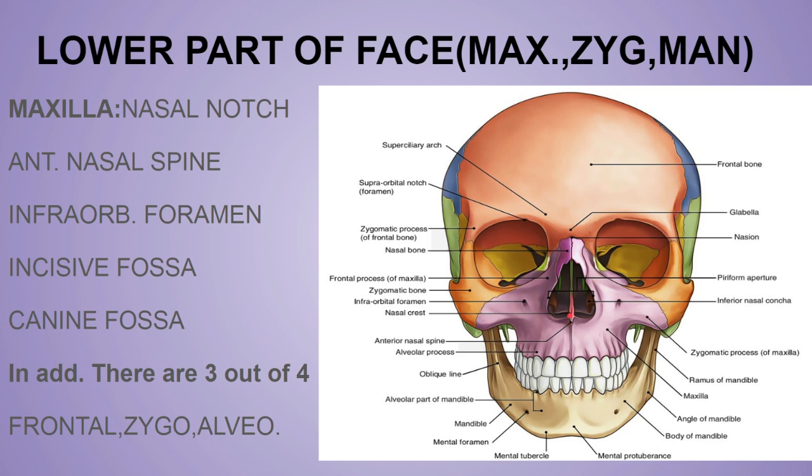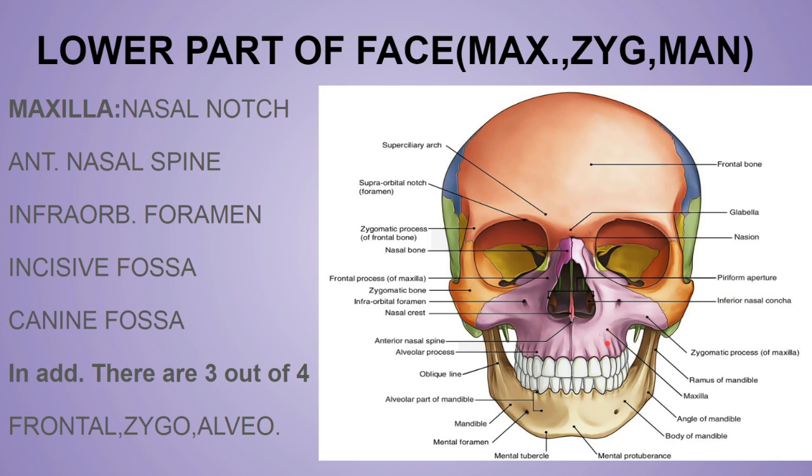It is the sharp projection at the lower part of the base of the internasal suture. Now the infraorbital foramen. It is present just below the orbit. And we have mainly two fossae: the incisive fossa and the canine fossa. The incisive fossa is above the incisor teeth, and the canine fossa is lateral to the canine eminence.